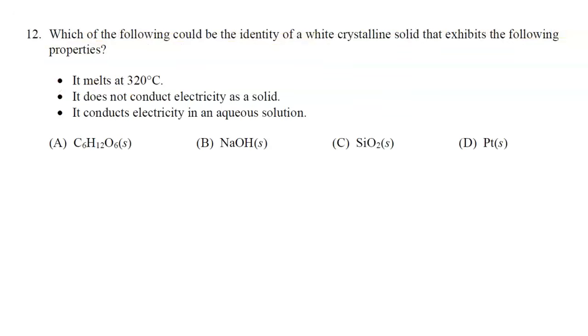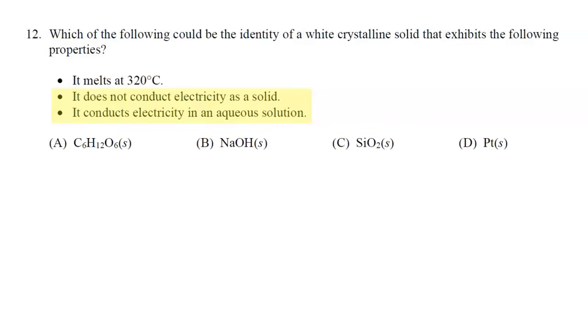Now, let's take a look at question 12. Question 12 says, which of the following could be the identity of a white crystalline solid that exhibits the following properties? It melts at 320 degrees Celsius. It does not conduct electricity as a solid. It conducts electricity in an aqueous solution.